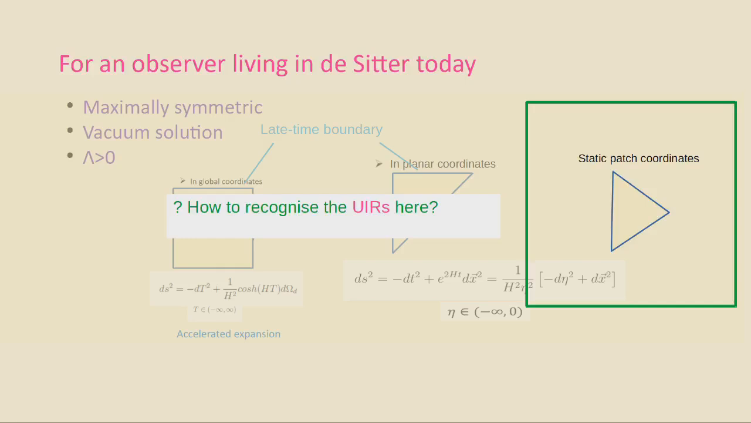And it would be interesting to see where one might recognize unitary irreducible representations of the de Sitter group being realized in the coordinate system that would be relevant for an observer living in the de Sitter universe today, like ourselves, trying to understand the dark energy epoch today.